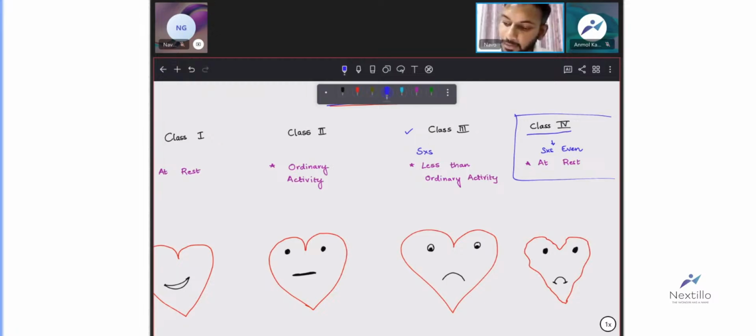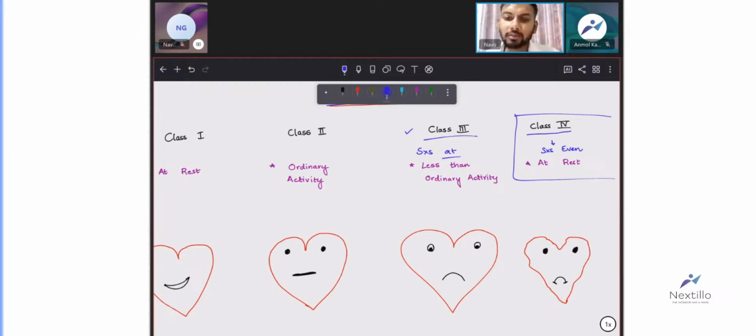Patient will have symptoms at less than ordinary activity. If the patient is doing even an activity that is less than the normal activity, he will be having symptoms then. That is class 3. What is less than ordinary activity? What is ordinary activity? Walking, running, climbing stairs, it is ordinary activity.